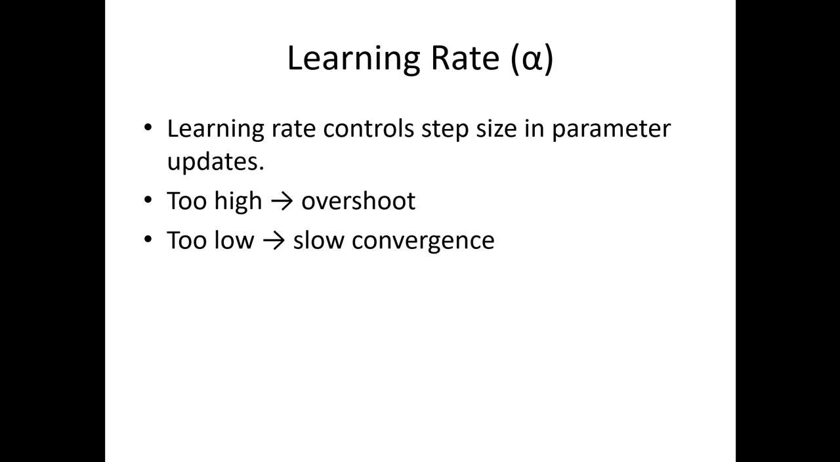For example, imagine walking down a hill. If you take very big jumps, you might overshoot and fall. But if you take very tiny steps, you will reach the bottom, but it will take a lot of time. So, choosing the right learning rate ensures a balance between speed and accuracy.